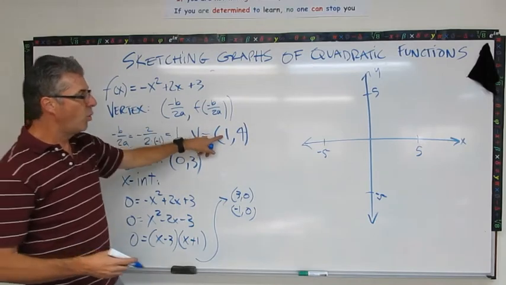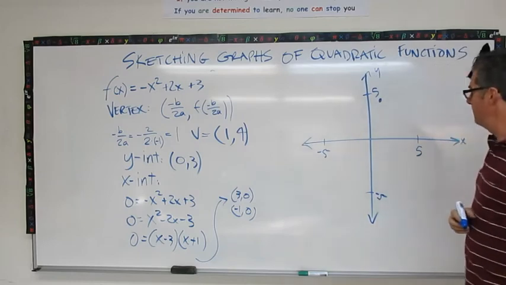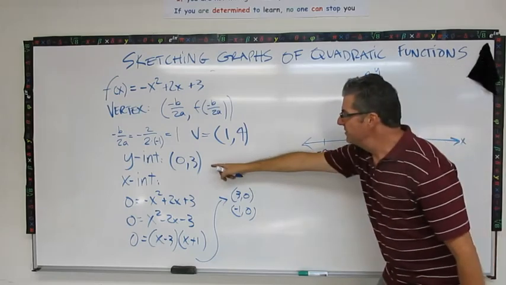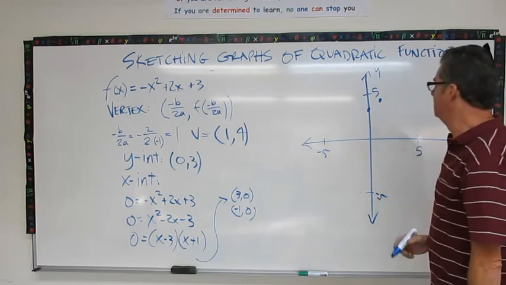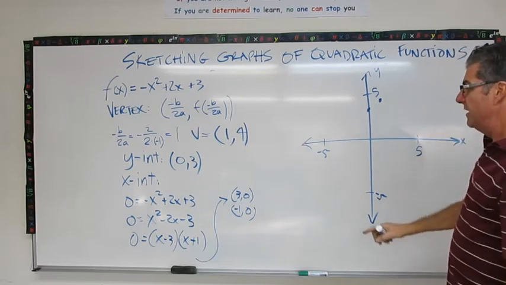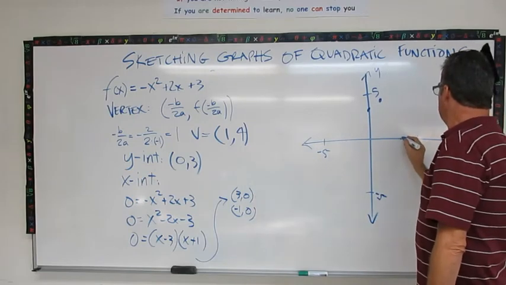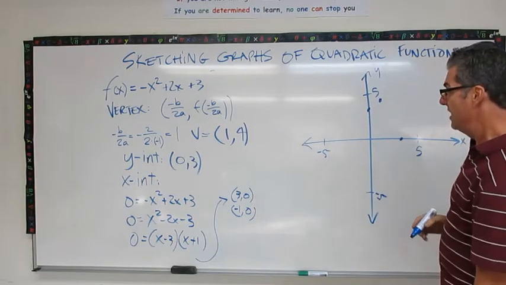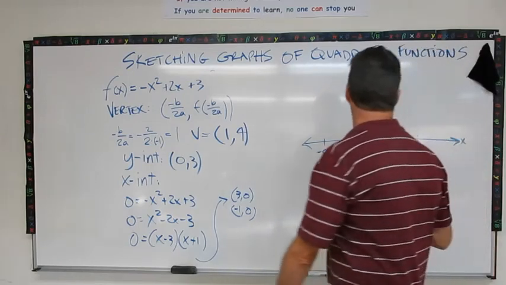Okay, my vertex is (1, 4). That's approximately right there. That's my (1, 4). My Y-intercept is (0, 3), so that's right about there. (1, 4), (0, 3). My X-intercepts are (3, 0), approximately there, and (-1, 0), approximately there.